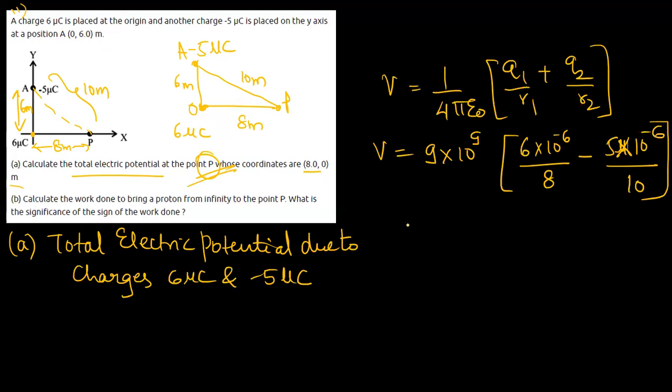So when you solve this, you get 9 into 10 raised to 9 in bracket Q1 upon R1 and Q2 upon R2. When you solve this, you get the answer as 2.25 into 10 raised to 3 volt. That will be the answer. That is the potential difference.